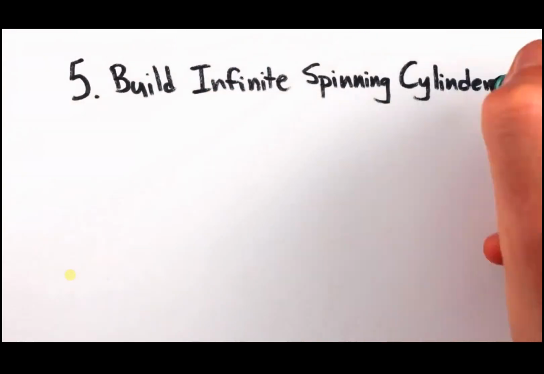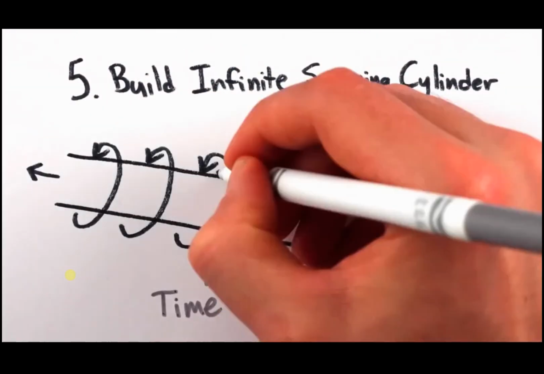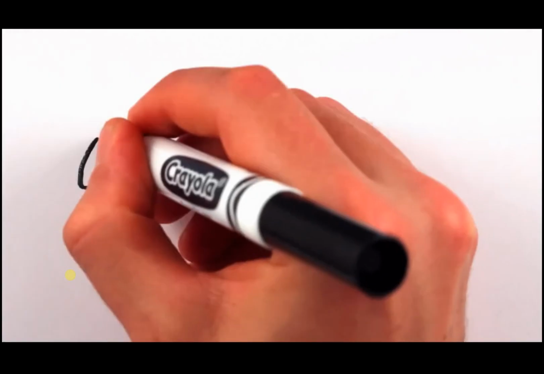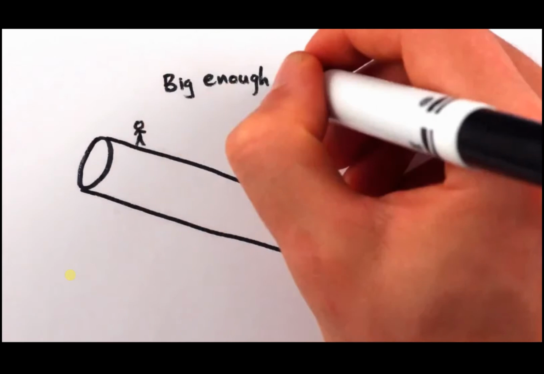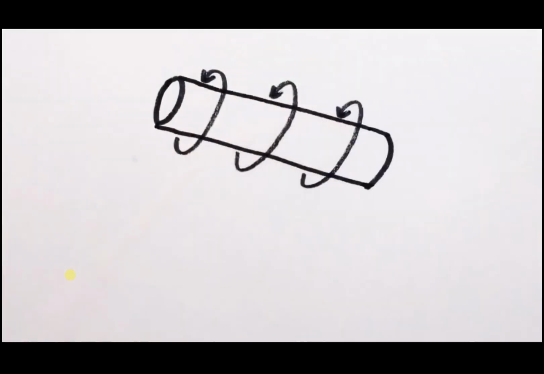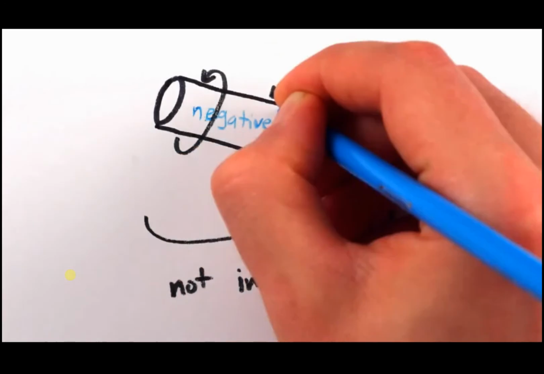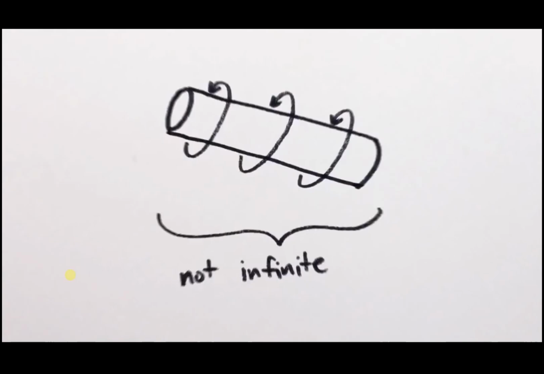Maybe it would be easier to build an infinitely long, super dense spinning cylinder, which would also curve space-time enough to create a time loop. The problem, of course, is how do you build something that's infinite in size? Maybe you could just make it really, really big? No. If you tried to squeeze this time machine into finite space, you'd need negative energy, something nobody knows how to create, to make it work. Otherwise, you'd end up with a black hole.